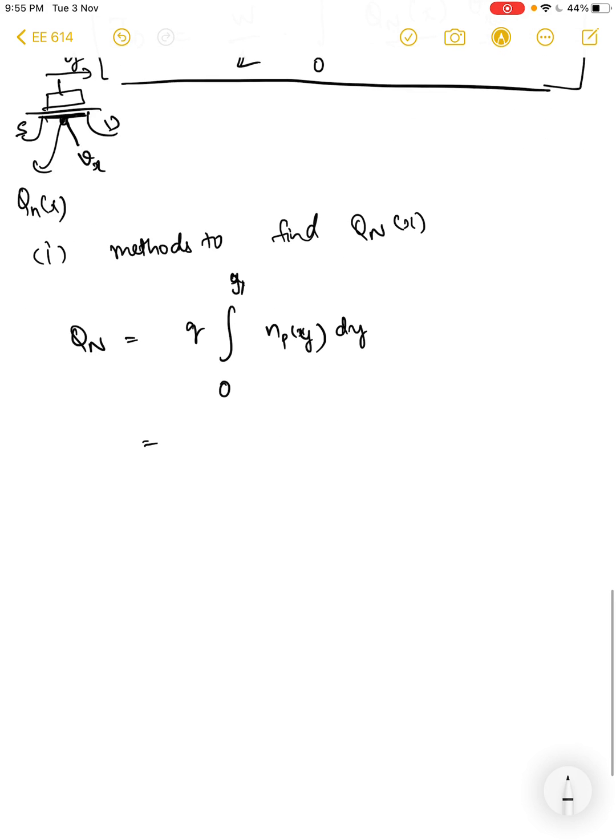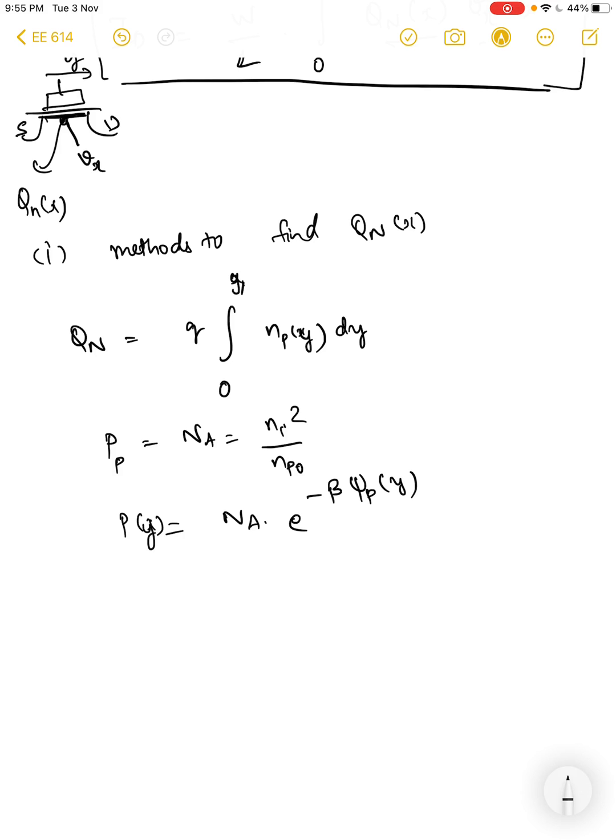And we know the equation of np, because this is something that we have derived in our previous metal oxide semiconductor junctions. So the majority carriers in the p-type semiconductor is equal to Na, that's the doping density, Ni square by Np naught. This is something that we know, right? And it can also be written as a function of x, which is P of x is Na e power minus beta psi p of y, right? Psi p is something that we have previously defined.